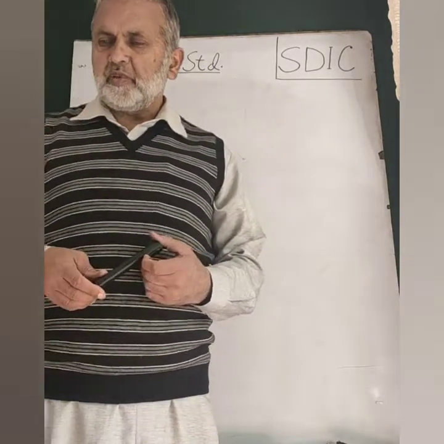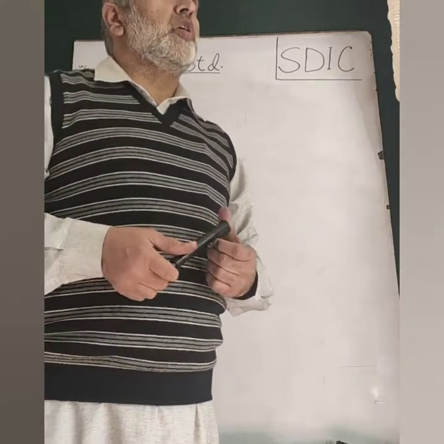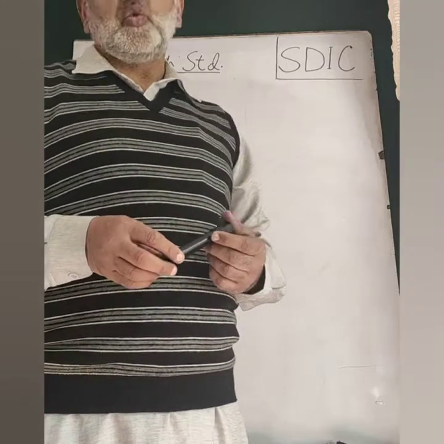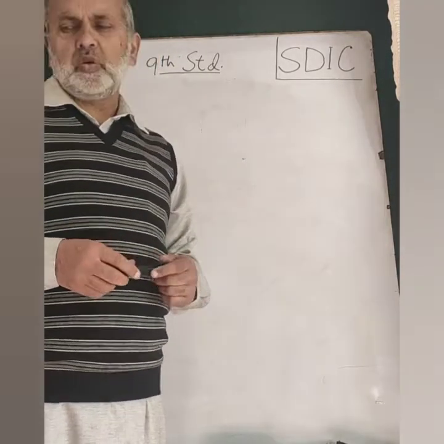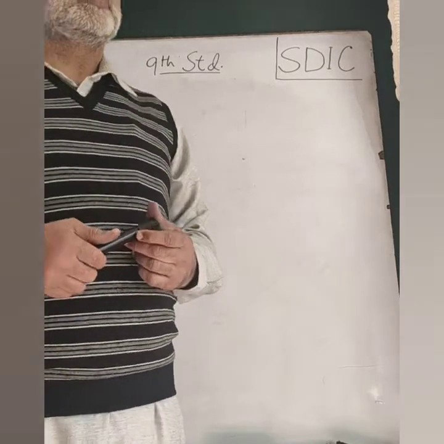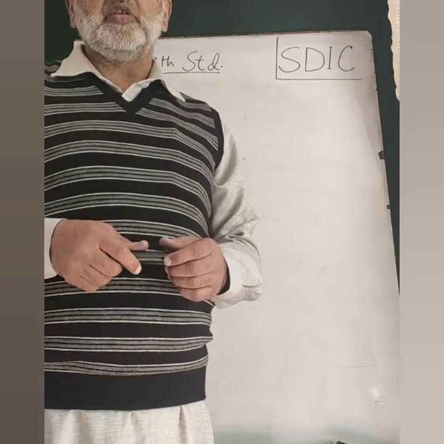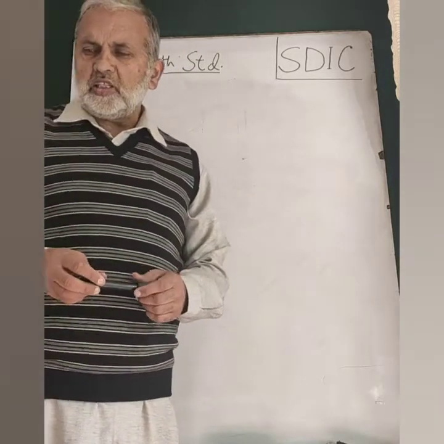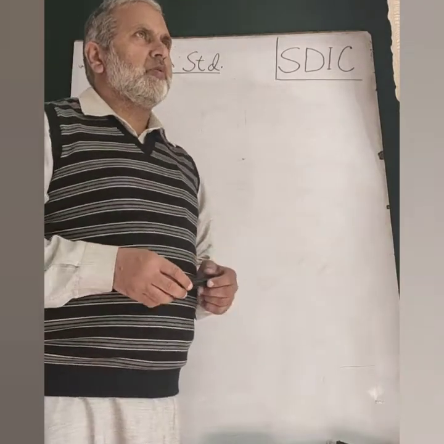Well, children, last time we proved two theorems, two congruency rules: the SAS congruency rule and the RHS congruency rule, right angle, hypotenuse and side congruency rule. We proved these two rules last time. Now today we have to do the application part of that.